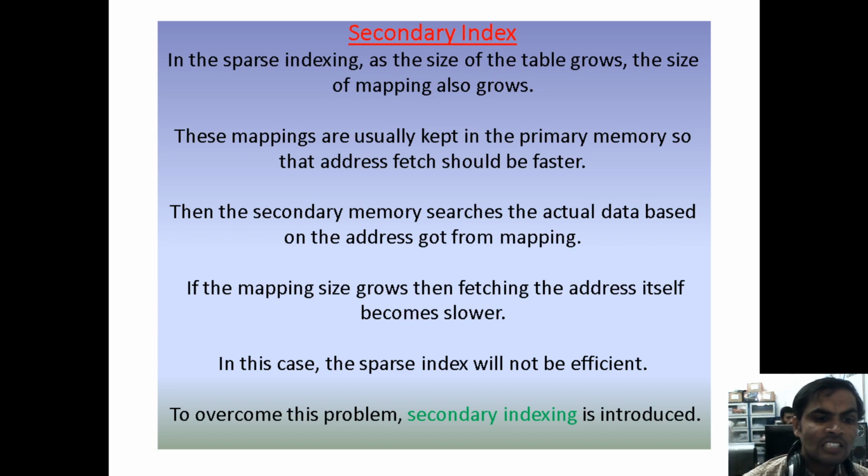If the mapping size grows, then fetching of the address itself becomes slower. Means if you are using n number of mappings for your index, then searching of your data becomes very slow. This is also a drawback. Means the primary index will not be efficient. That is the purpose we are going for the secondary index.